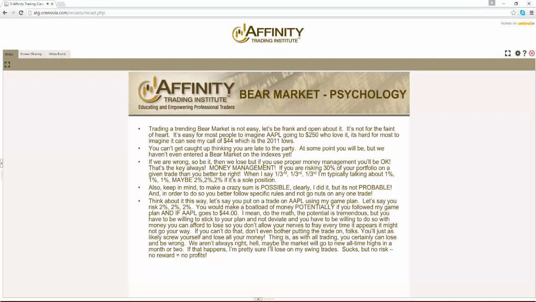If we are wrong, so be it, then we lose. But if you use proper money management, you'll be okay. That's the key always, money management. If you are risking 30% of your portfolio on a given trade, then you better be right. When I say a third, a third, a third, I'm typically talking about 1%, 1%, 1%. Maybe 2%, 2%, 2% if it's a sole position.